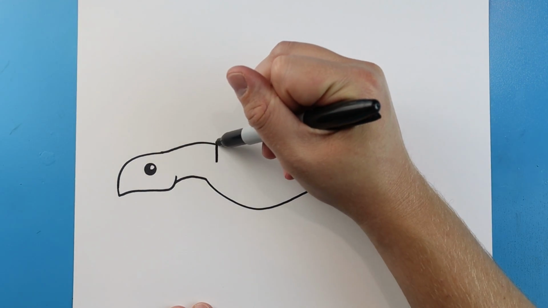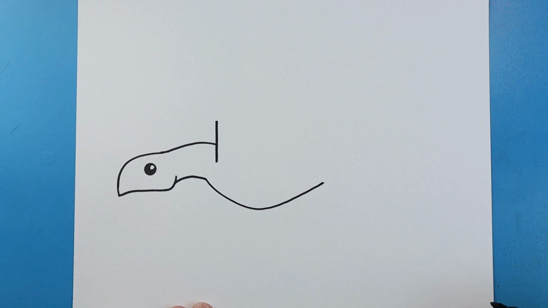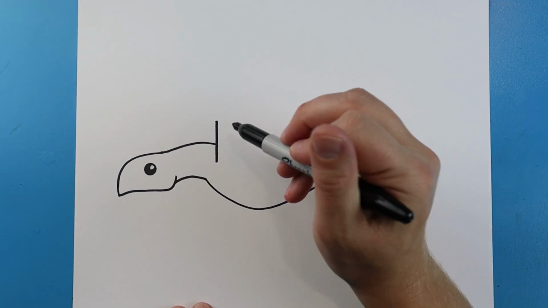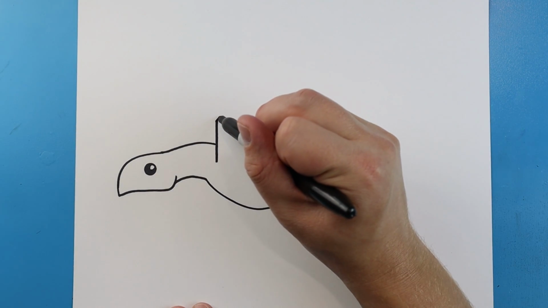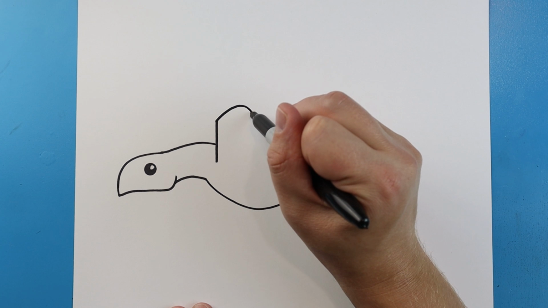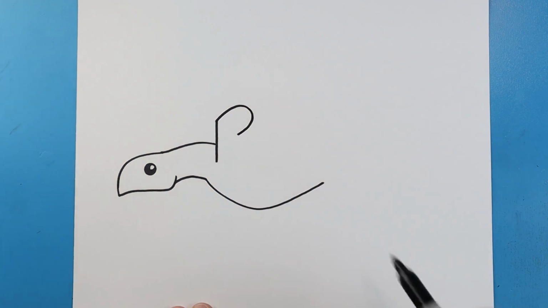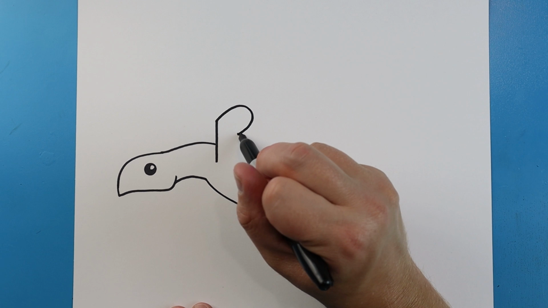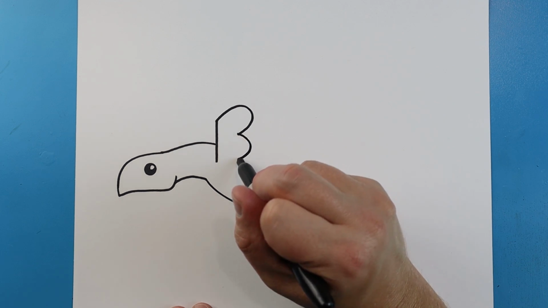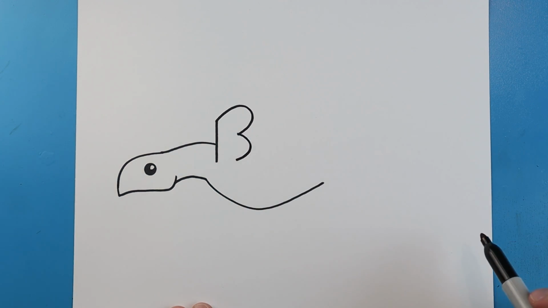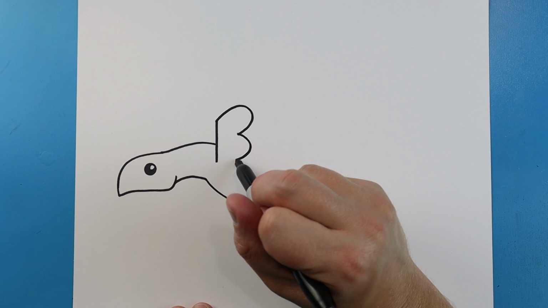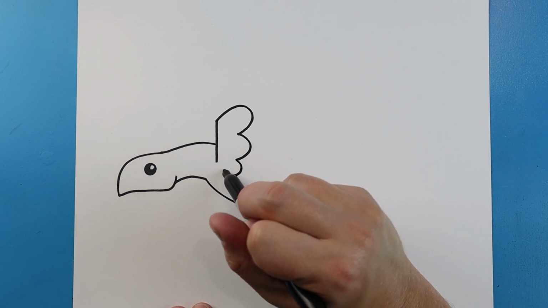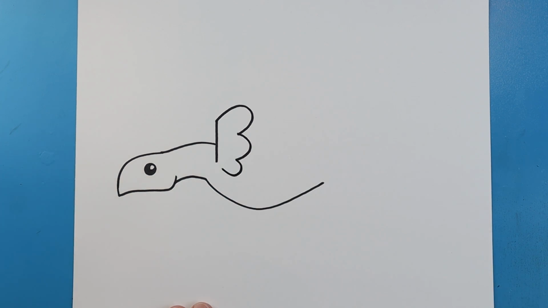Starting here, let's make a line that goes straight up. Now starting here, we want to draw a line that's going to go over and then it's going to curve around. Then I'll make another one that goes out and comes back in. Then I'll put a small one right here. It goes out and then it's going to come up.